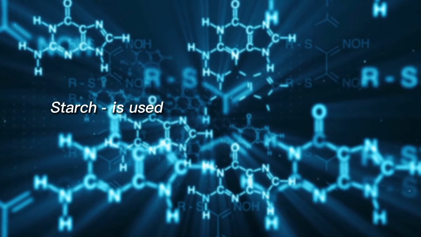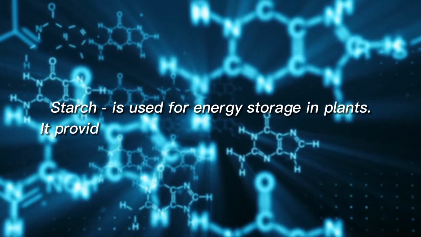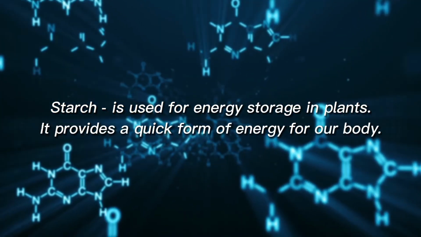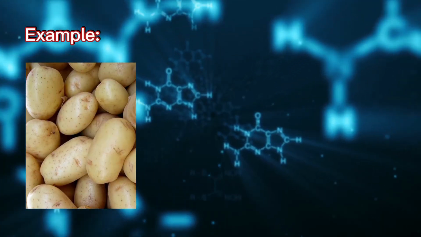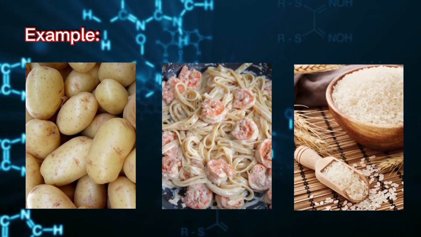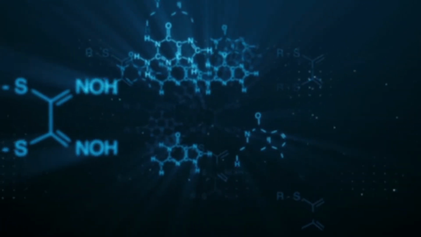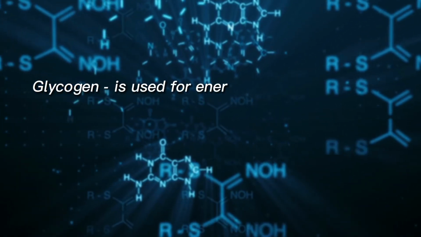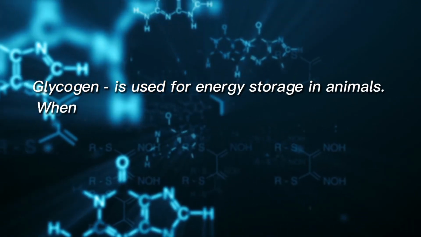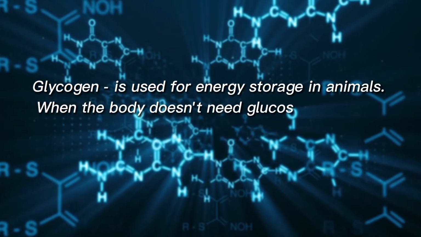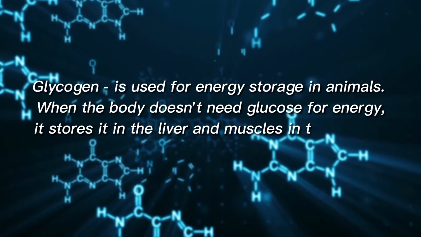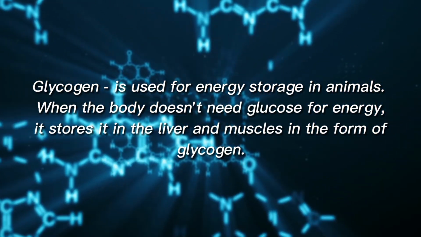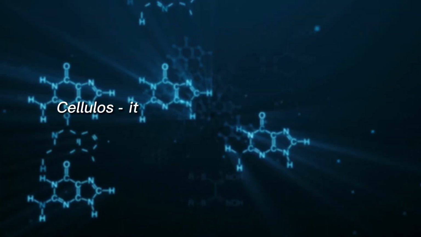Starch is used for energy storage in plants. It provides a quick form of energy for our body. Examples of this are potato, pasta, and rice. The second one, we have glycogen. Glycogen is used for energy storage in animals. When the body doesn't need glucose for energy, it stores it in the liver and muscles in the form of glycogen.